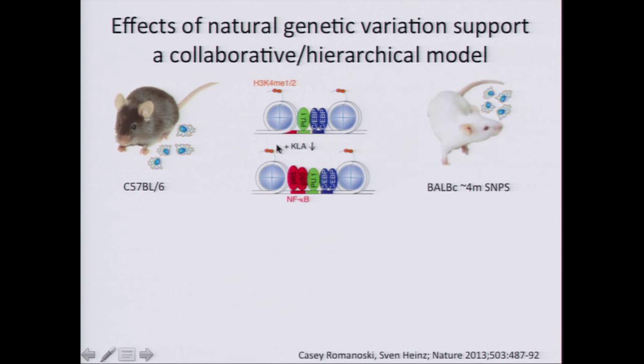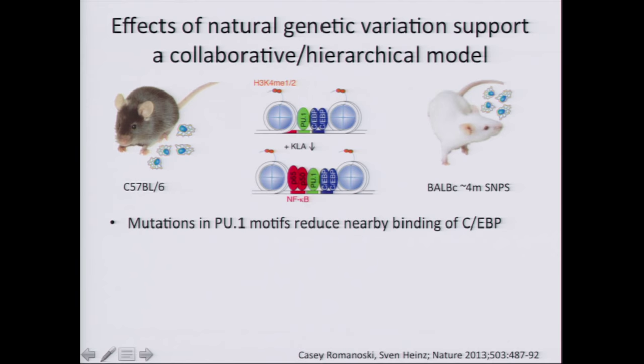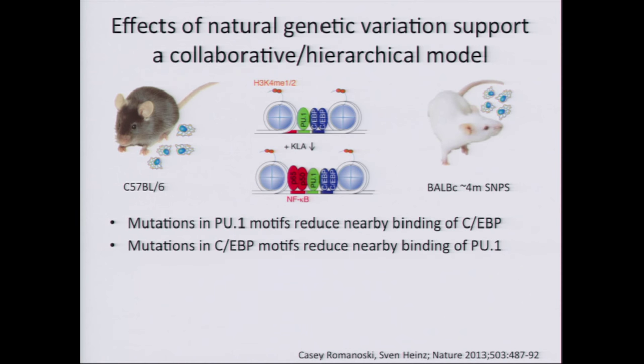Black 6, and the idea was to test what the impact would be of mutations that occurred within the binding site for PU.1 or CBP or NF-kappa-B in one of these signal-dependent enhancers. And what we found was that mutations in PU.1 motifs not only abolished the binding of PU.1, but when that occurred, it coordinately abolished the binding of CBP. And conversely, mutations in CBP motifs reduced the nearby binding of PU.1. So this was very consistent with our collaborative model. In order for one to be there, the other had to be there.